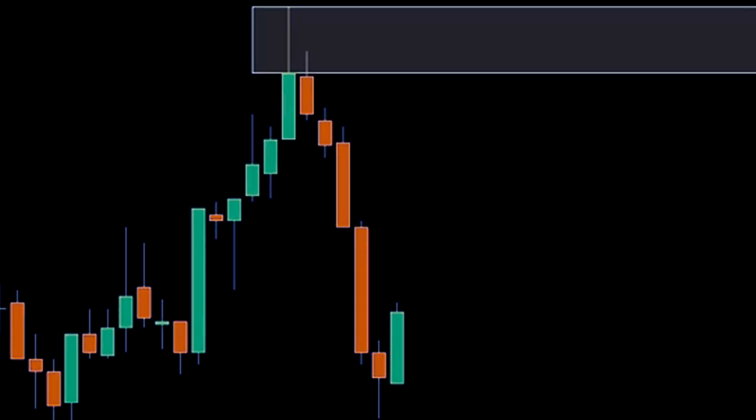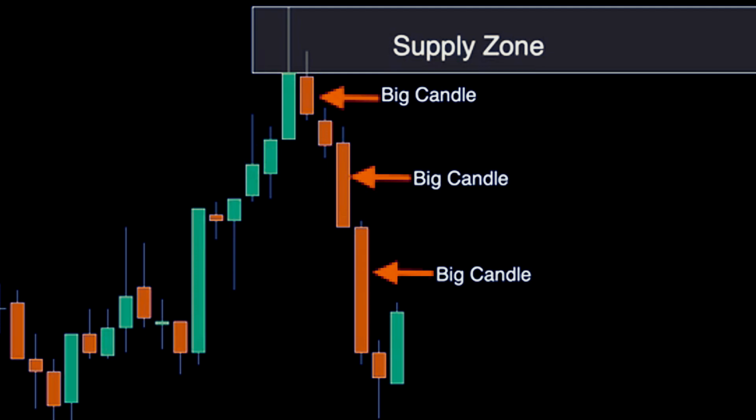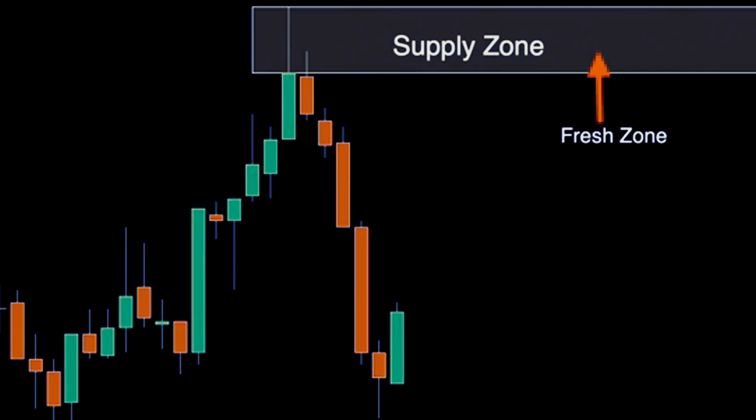Let's move to another chart example. Here, we're looking at a supply zone. Before jumping into a trade, let's make sure this zone qualifies as a high probability setup. The candles dropping from the zone are large and bearish, showing strong selling momentum. This suggests smart money involvement. The zone is fresh and hasn't been retested since it formed. Fresh zones often lead to strong reactions.